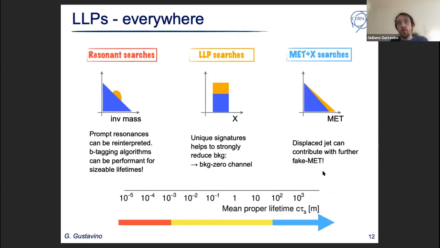Just to give you an overview of the program in ATLAS, which is not just focused on the long-lived particle searches to constrain the proper lifetime regimes of the particles. We can look at resonance searches and reinterpret these prompt signatures, exploiting, for example, the standard b-tagging algorithm, which can be performed for a sizable lifetime. Then, of course, the long-lived particle searches are targeting specific lifetime regimes, whereas the invisible or mono-X searches can be exploited to constrain the longer lifetime regime, where a sizable fraction of particles decay outside the detector.